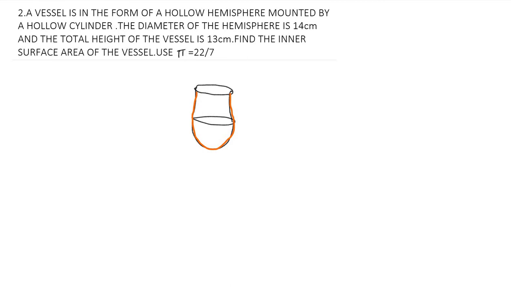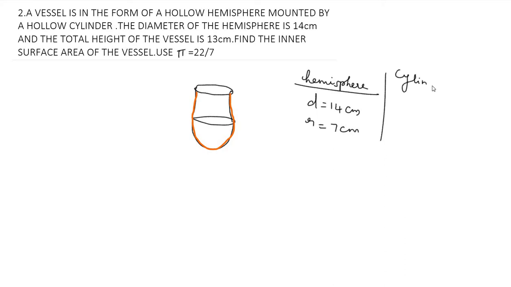Listen. So, let us write the measurements first. Whatever we have, the hemisphere diameter is given as 14 centimeter. Then the radius becomes 7 centimeter. And the cylinder has the same radius, 7 centimeter.